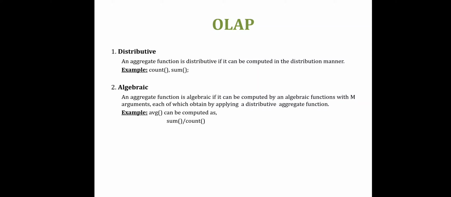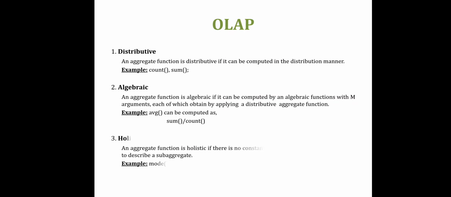Means whenever we have different distributive aggregate functions and by using those we design one aggregate function, that is called an algebraic function. For example, whenever we have to compute the average, at that time we use 2 distributive functions, sum is one distributive function and count is another distributive function. So, this average is calculated by using 2 distributive functions, that is why it is called an algebraic function.